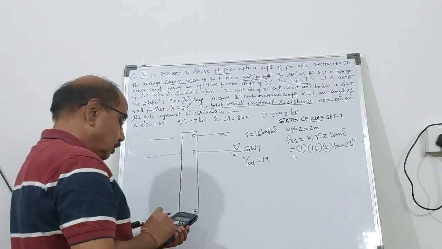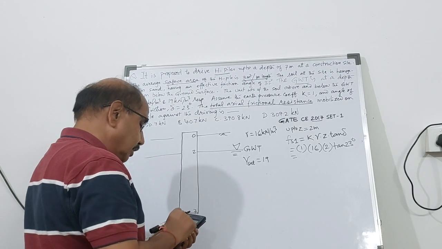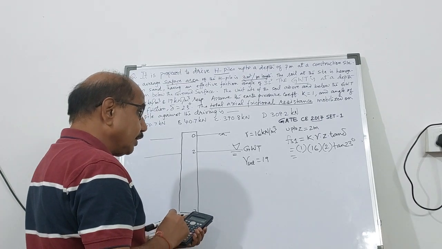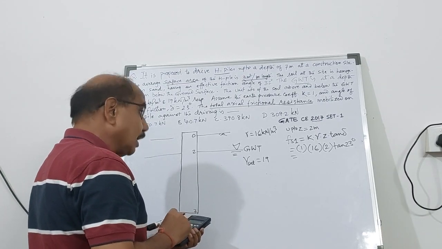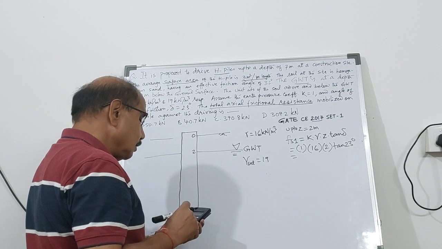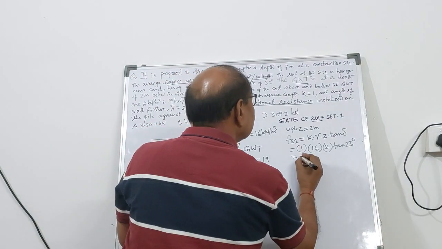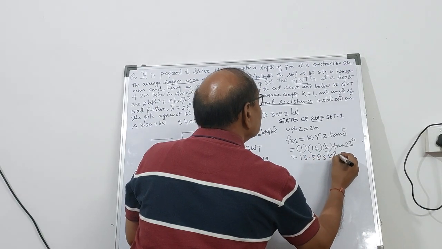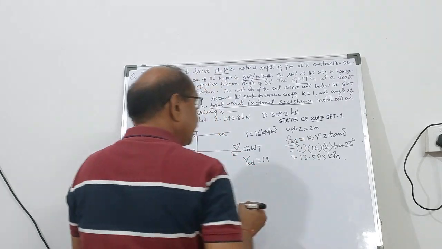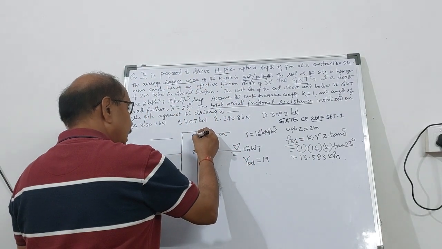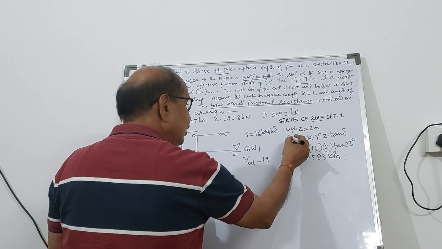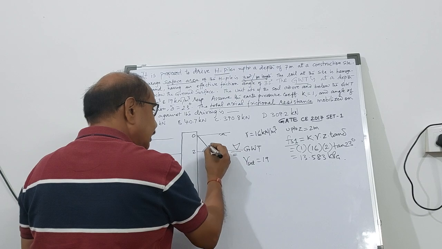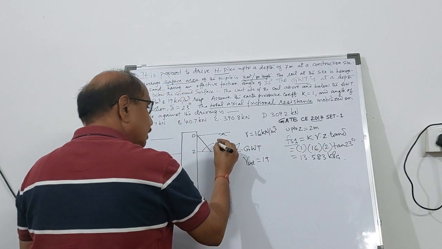So 16 times 2 is 32. Let us calculate 32 multiplied by tan 23. That is 13.583 kilopascal, the unit skin friction Fs1. So at Z equal to 0, the value will be 0, and at Z equal to 2 meter, it becomes 13.583.